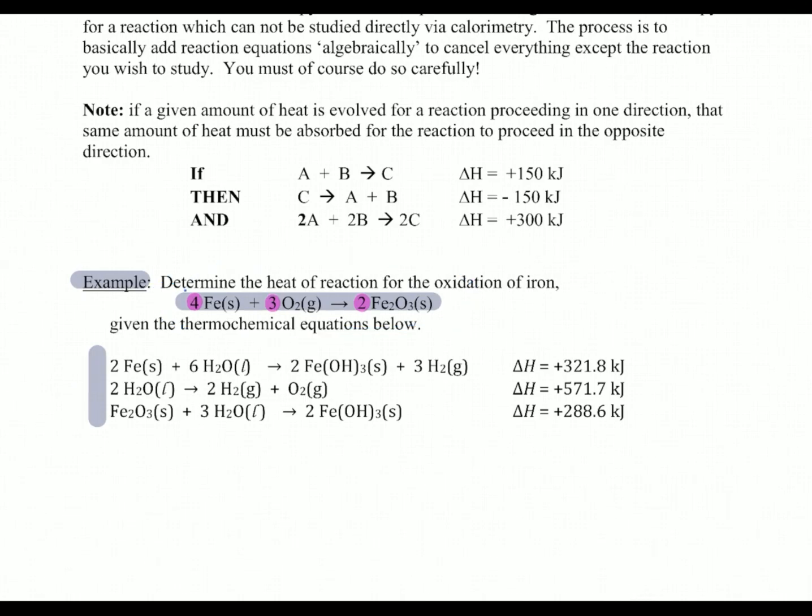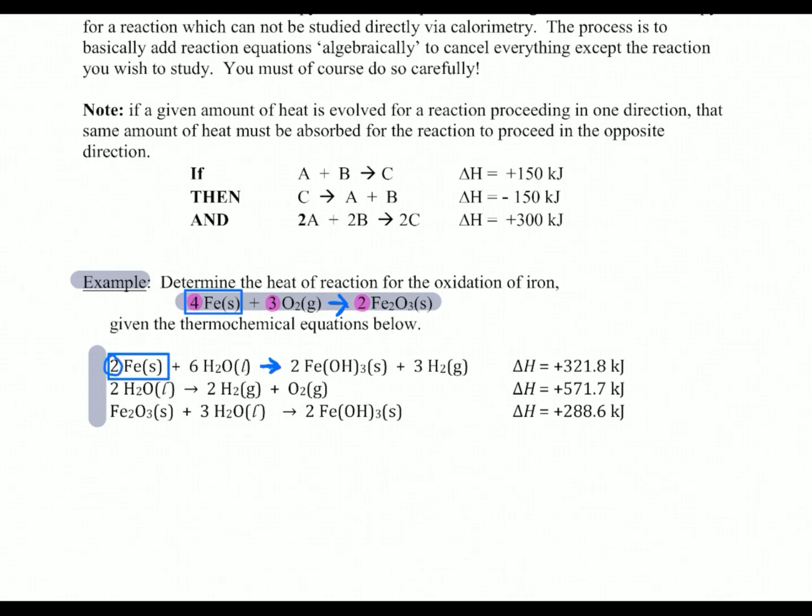I need to use these equations to build this one. So I need 4 moles of iron solid on the left side. Here's the reaction arrow. So I need it on the left side of my equation. If I look at the reactions I have to play with down here, I see iron solid only in one of them. I see it in the first one. It is on the left side, so yay, I found it, and I've got it on the proper side.